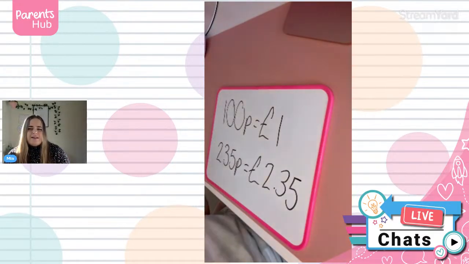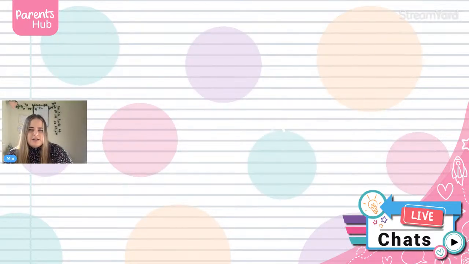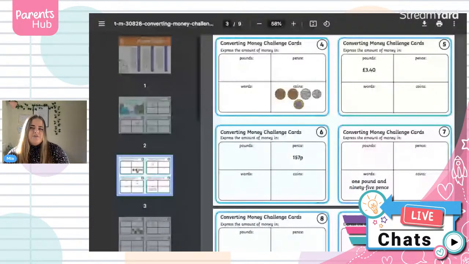There are a few ways you could have a go at learning about decimal notation and understanding pounds and pence together. First of all, you could use our resource, which is in the comments. It's a challenge resource where your child can write a certain amount of money in different ways. If I share my screen now, the converting money challenge cards look a little bit like this. There are lots of different ways, and you can display them on a device if you don't want to print them out.